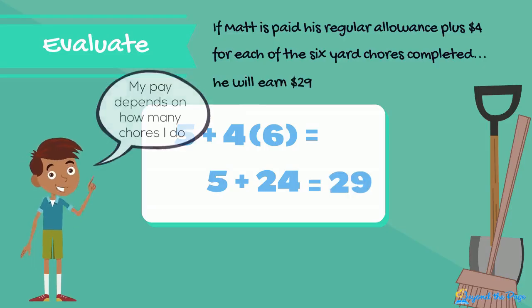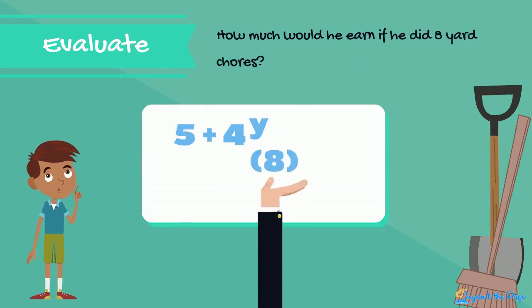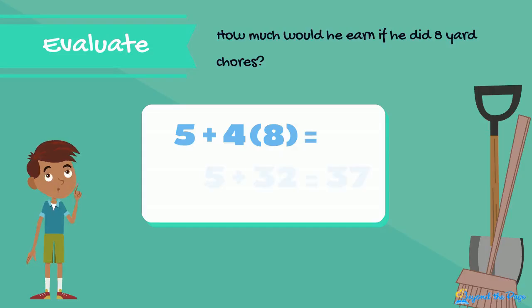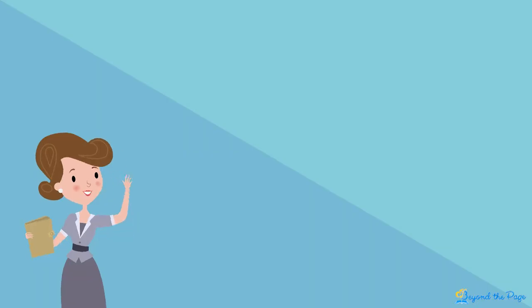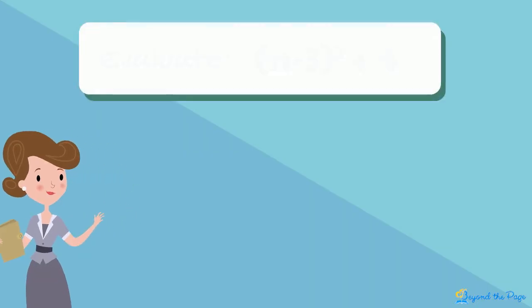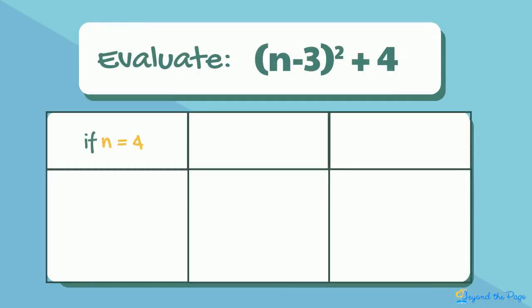No, his pay will vary depending on the number value used for the variable, the number of yard chores he completed. How much would he earn if he did 8 yard chores? This time you replace the variable with 8 and solve. Some expressions will look more complicated than these examples, but you approach them the same way. Consider this expression. To evaluate, you first replace n with any number value.